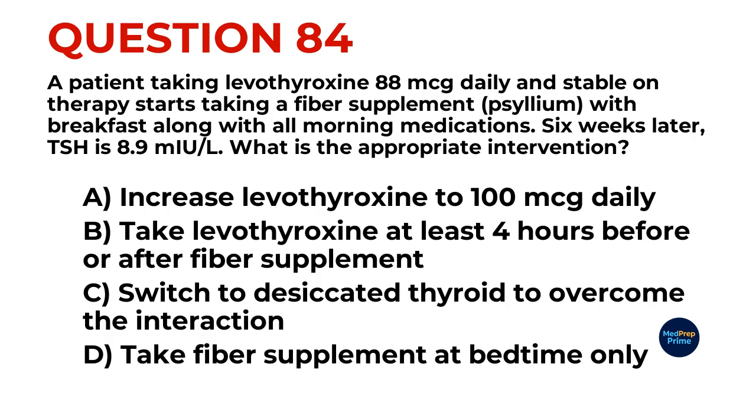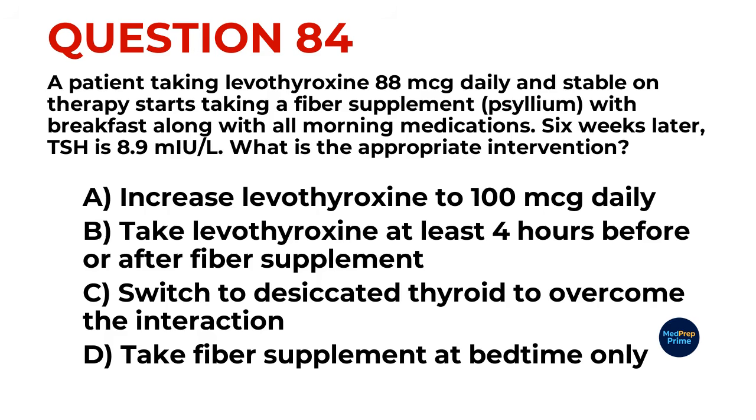A patient taking levothyroxine 88 micrograms daily and stable on therapy starts taking a fiber supplement, psyllium, with breakfast, along with all morning medications. 6 weeks later, TSH is 8.9 mIU per liter. What is the appropriate intervention?